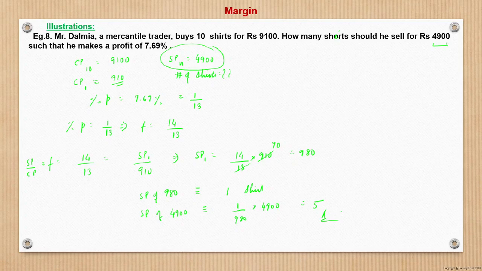So these were some basic to moderate level questions on profit and loss and margin, wherein we learned that profit is always calculated on cost price, margin is always calculated on selling price, and it's always preferable to deal in terms of multiplying factor. By multiplying factor I mean 1 plus profit or loss, and that is equal to SP by CP, right? So these were some basic takeaways from this session.